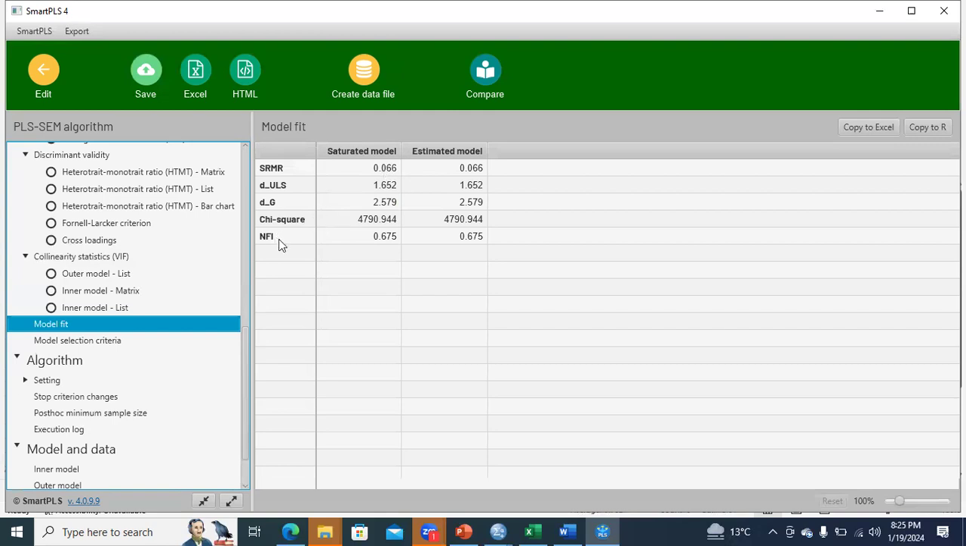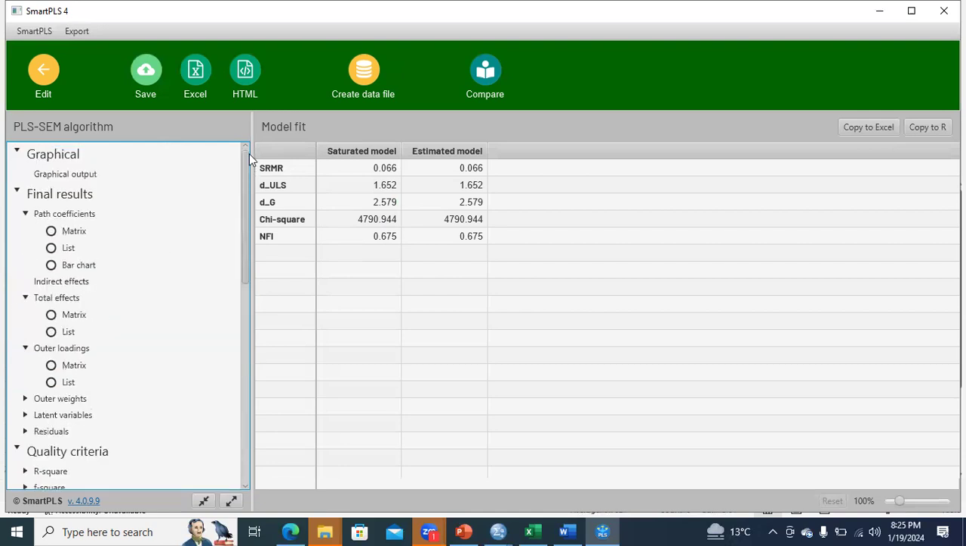You need to see the NFI. NFI should be close to 0.90. So it is less than 0.90, so it is not considered good. So we need to see the issues in our data. So it is all about the basics of Smart PLS.